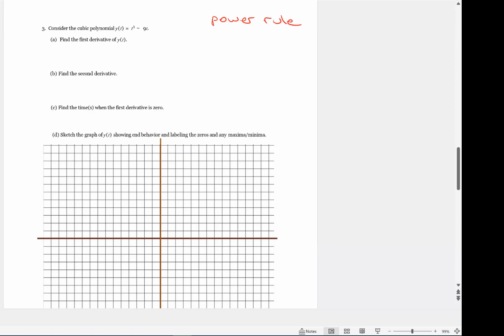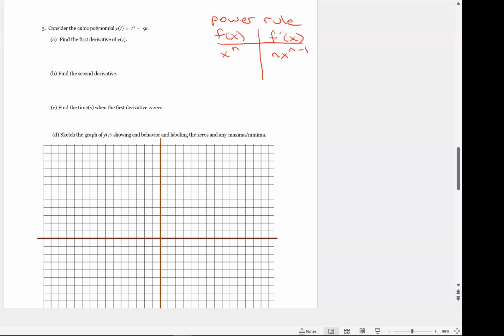The power rule says if I have some function, I'm going to write down the derivative of that function. Actually, we have t to the third, but I'm just going to say x to the n since I said f of x. And the derivative is n times x to the n minus 1.